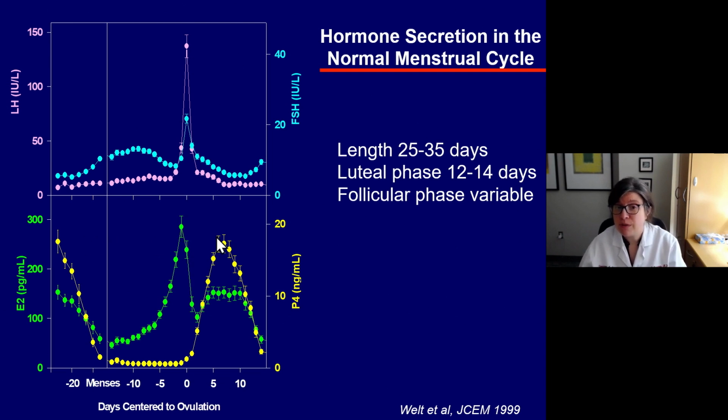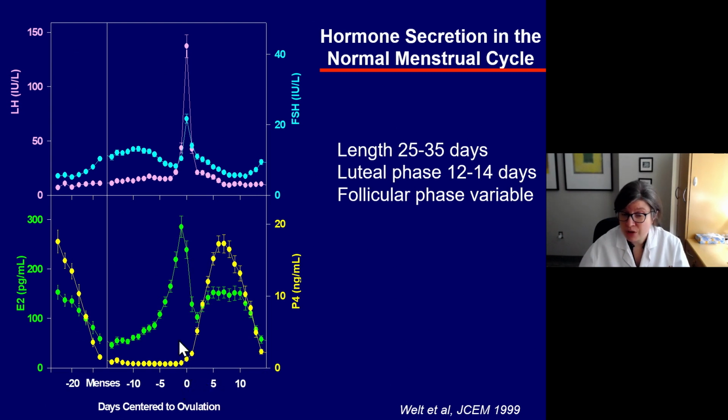And what's important to remember when we think about the menstrual cycle is that the length is almost always 25 to 35 days. So if someone says that they have a menstrual cycle that's every 20 days or 21 days, almost certainly many of those cycles may be anovulatory. Or if someone has a cycle that is 37 or 40 days, you have to think, is this an anovulatory cycle? What's usually constant is the luteal phase.